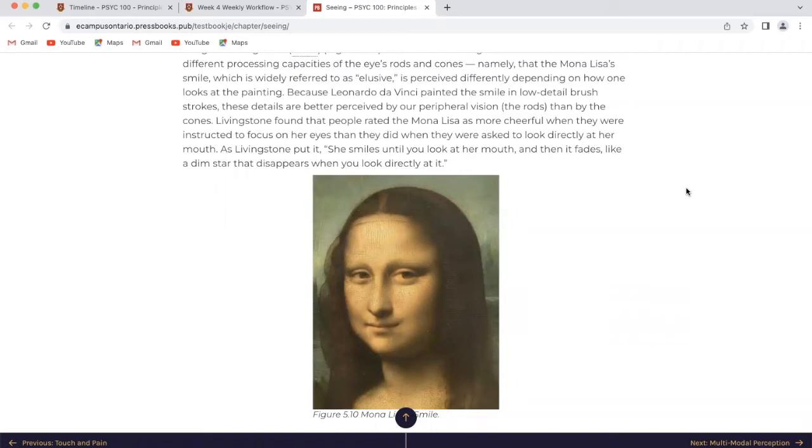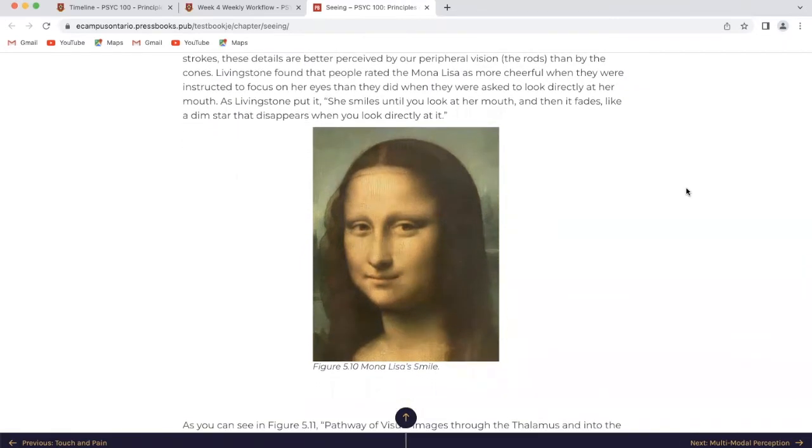Livingstone found that people rated the Mona Lisa as more cheerful when they were instructed to focus on her eyes than when they were asked to look directly at her mouth. As Livingstone put it, she smiles until you look at her mouth, and then it fades like a dim star that disappears when you look directly at it.